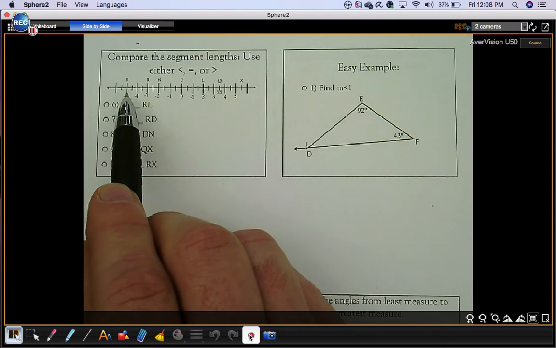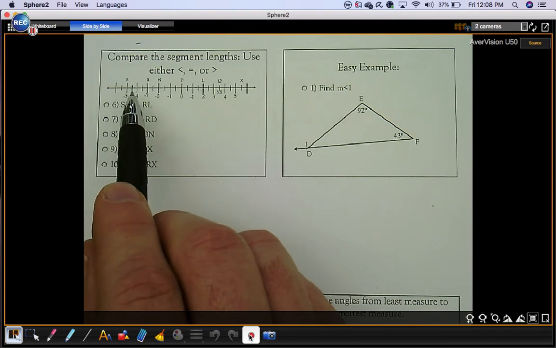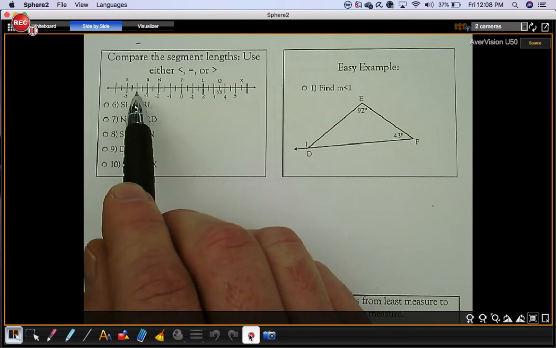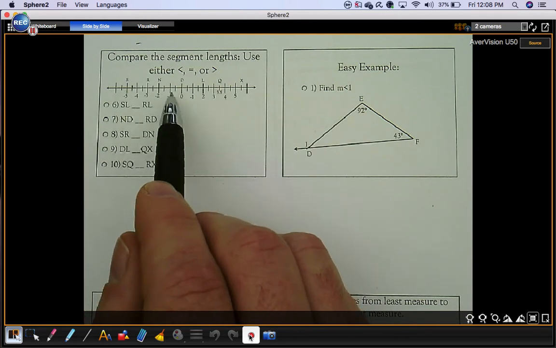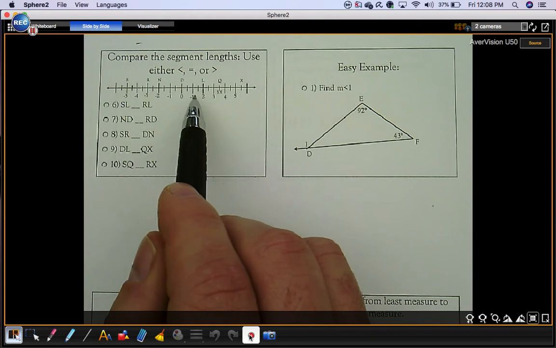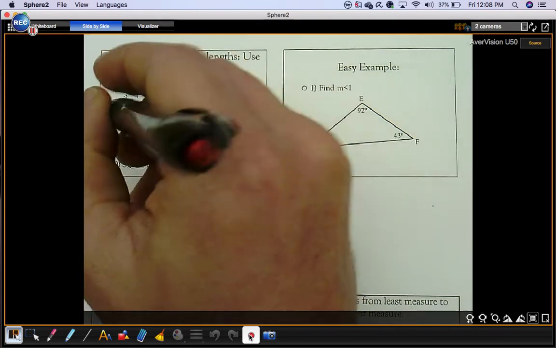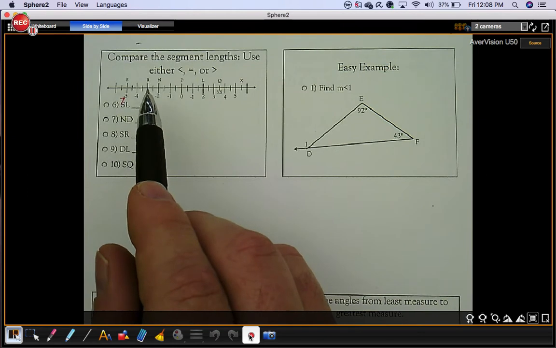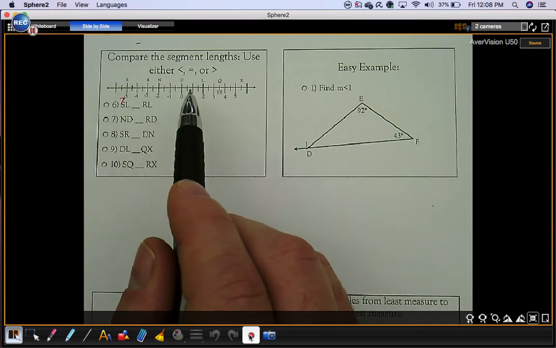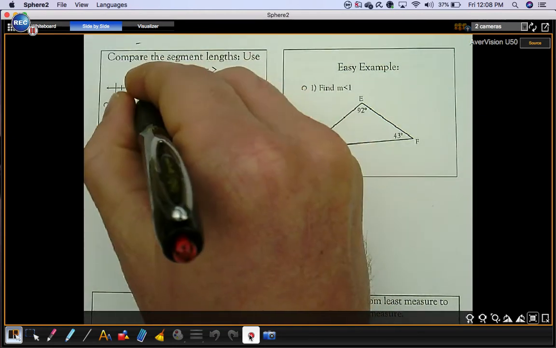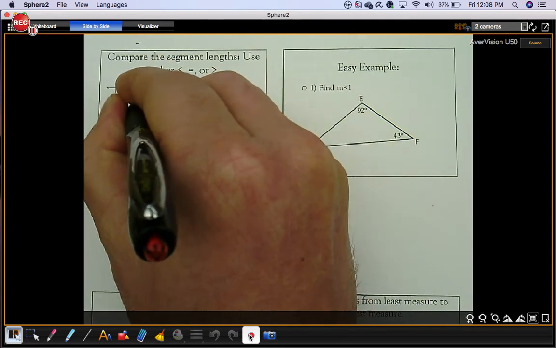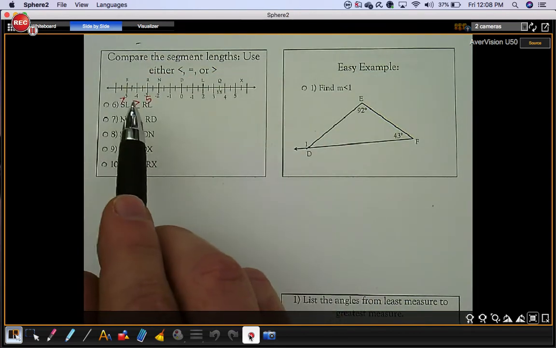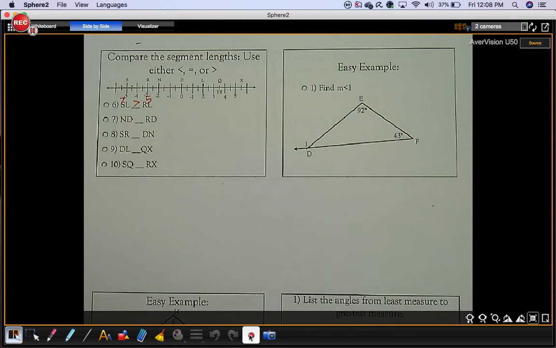Now notice how we're counting by halves here, so for every 2 that you count, that's 1 unit. So 1, 2, 3, 4, 5, 6, 7. That's how far it is from S to L. We're going to compare that with R to L. 1, 2, 3, 4, 5. 7 is bigger than 5, so we're going to point towards the smaller quantity.